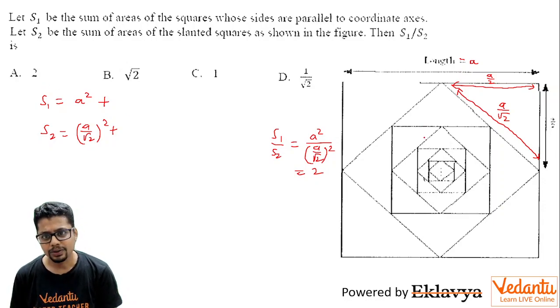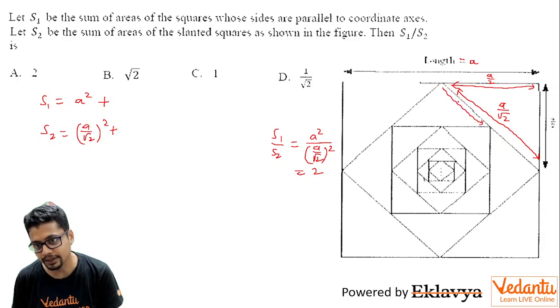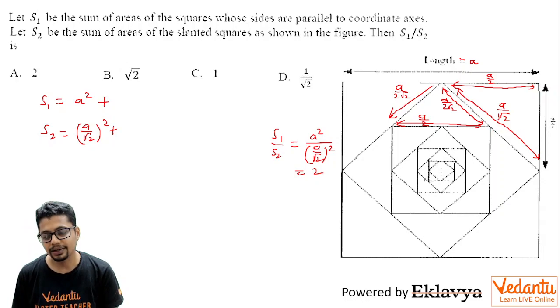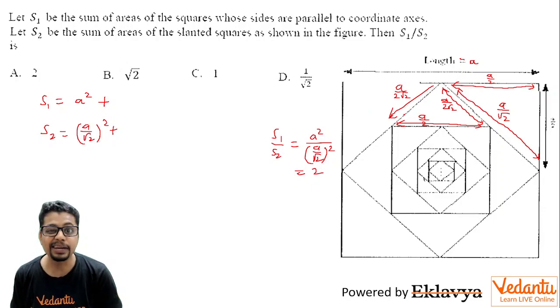Why? Because the same ratio would repeat in upcoming squares also. Like this is A by root 2, so you may say this is A by 2 root 2, and so is this A by 2 root 2. So what about this? This is root 2 times A by 2 root 2, or that means it is A by 2. So that means the sides of the subsequent squares of the same category are becoming half.